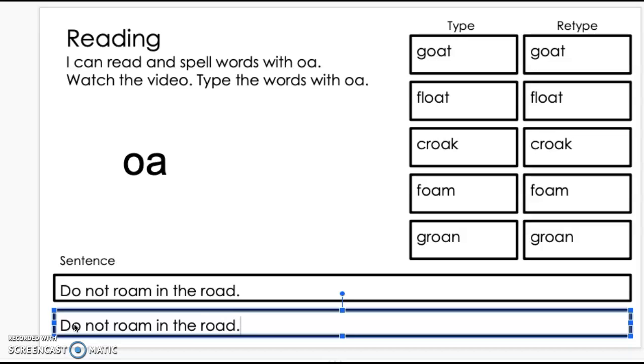All right. So we did long O as in oat for our sound or phoneme this week. We also call two vowels together that make one sound a digraph. So this digraph says the long O sound. If you want to repeat with me, OA says O, OA says O, OA says O. I want you to find OA words when you're reading this week.